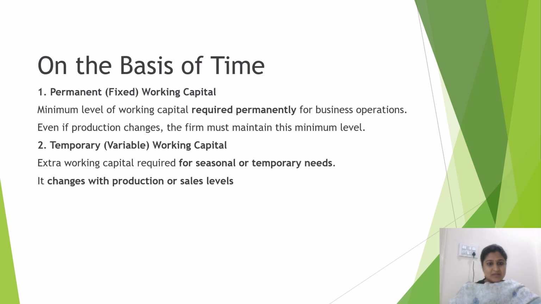Second type is the temporary or variable working capital. So anything above this minimum level will be called temporary or variable working capital. Now, this is the extra capital required for seasonal or temporary need. It could also change with your level of production or sales. So, these are the two categories of working capital based on time.